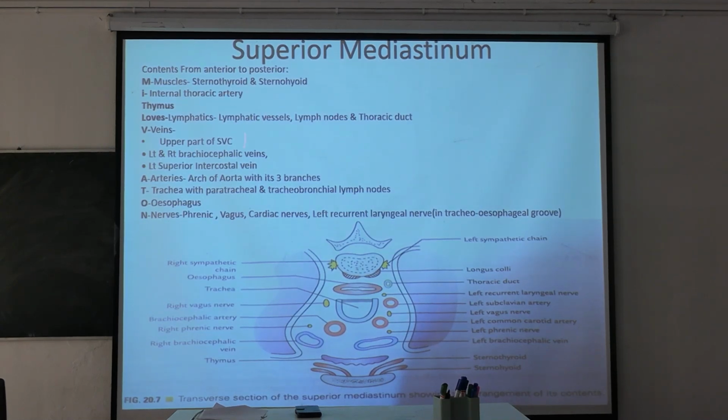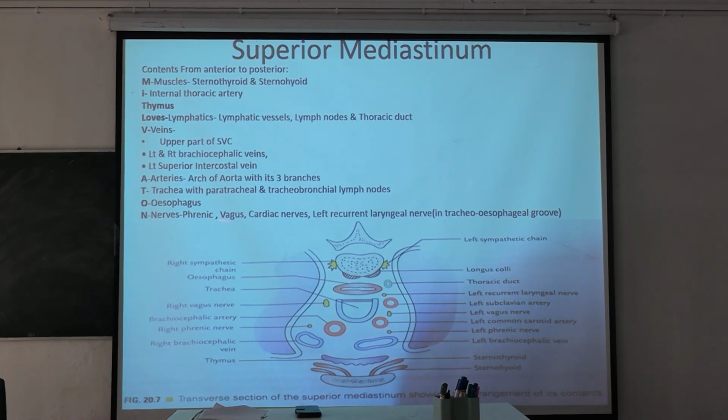Thymus gland is present. L is for lymphatics, lymphatic vessels. Thoracic duct and lymph nodes are present. Veins are the upper part of superior vena cava, left and right brachiocephalic vein, left superior intercostal vein. Arteries are arch of aorta and its three branches: brachiocephalic trunk, left common carotid, left subclavian. T is trachea with paratracheal and tracheobronchial lymph nodes.